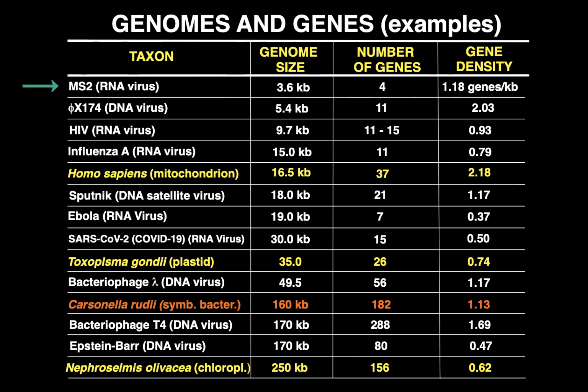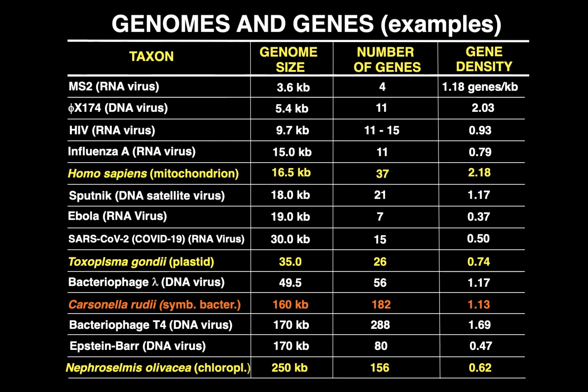So the MS2 RNA virus was the first thing sequenced, because at that time in the 70s it was easier to sequence RNA than it was to sequence DNA, but it took several years just to do that. It has a 3.6 kilobase genome size, only has 4 genes, and that's a gene density of 1.18 genes per kilobase. Everything in white font here are all viruses. Anything in yellow, those are organelles, and the orange down there is a bacterium.